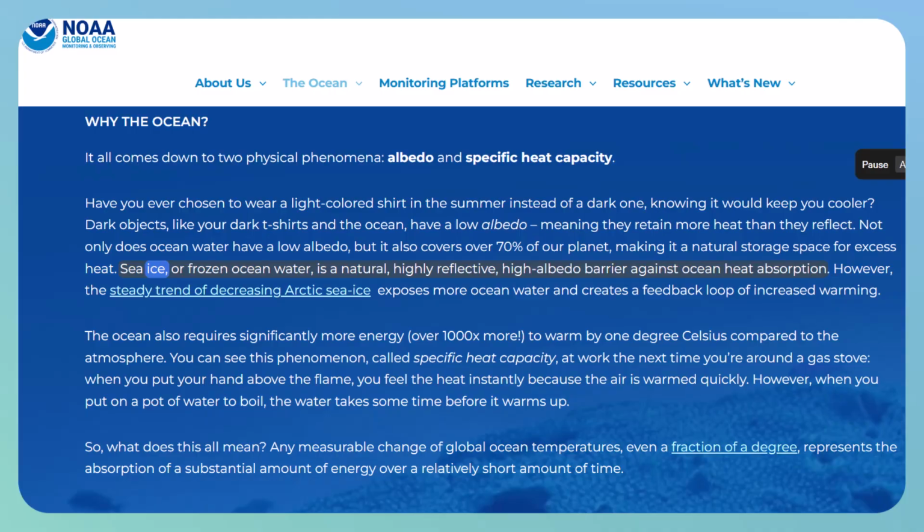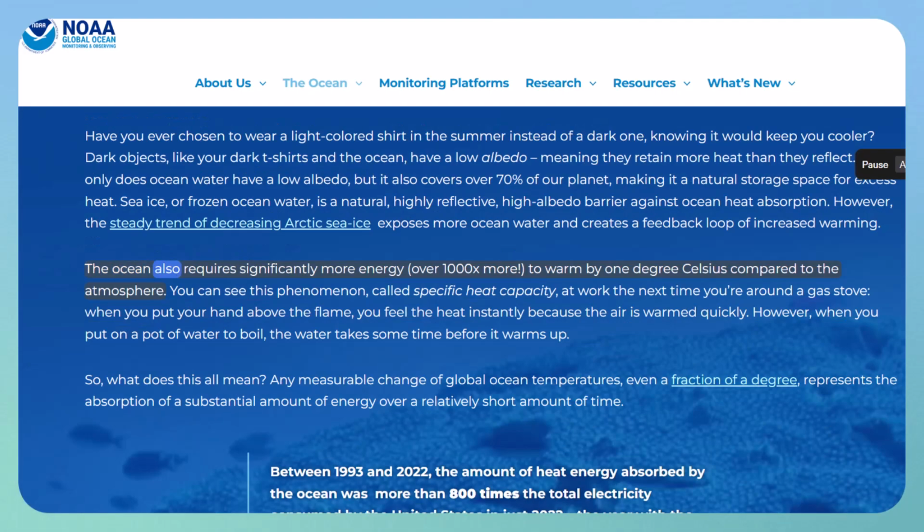Sea ice, or frozen ocean water, is a natural, highly reflective, high albedo barrier against ocean heat absorption. However, the steady trend of decreasing Arctic sea ice exposes more ocean water and creates a feedback loop of increased warming. The ocean also requires significantly more energy, over 1000x more, to warm by 1 degree Celsius compared to the atmosphere.